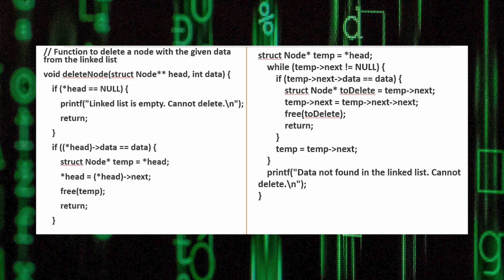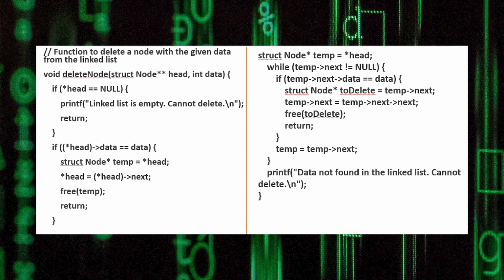After returning, I am simply writing another temporary variable, of type struct node pointer, and assigning the value of head to it. I am writing here a while loop. In this while loop, I am putting a condition like temp of next does not equal to null. This is the condition. If condition is false, then while loop will not be executed. If condition is true, it will go inside this while loop.